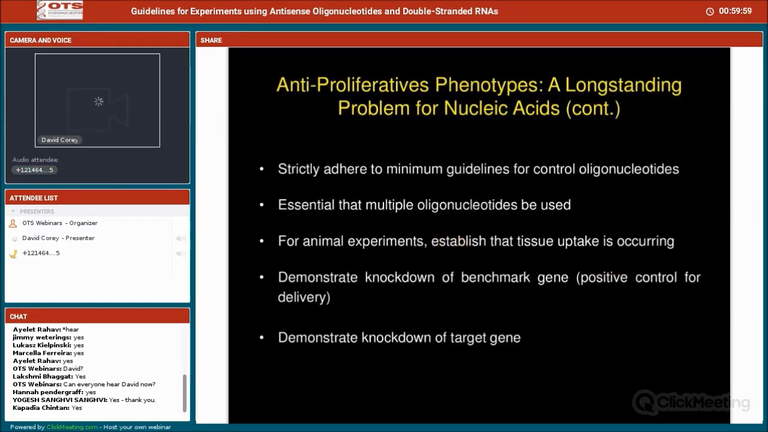For animal experiments, there should be some effort to establish that tissue uptake is occurring. And also, in that tissue, there should be demonstration that a benchmark gene, which does not affect tumor proliferation, is knocked down, showing that you can get an active antisense oligonucleotide or double-stranded RNA into the tissue. Okay, and then finally, if it's possible, if the antiproliferative phenotype is not obscuring gene expression, demonstrate knockdown of the target gene.